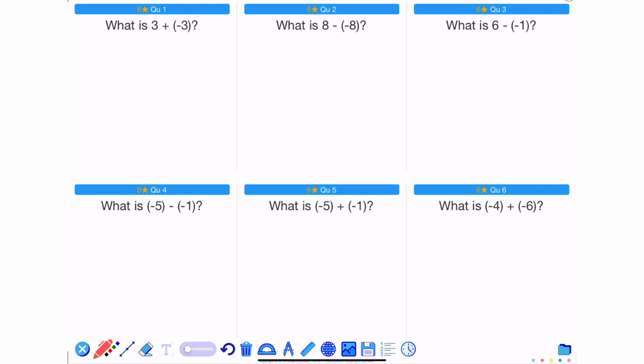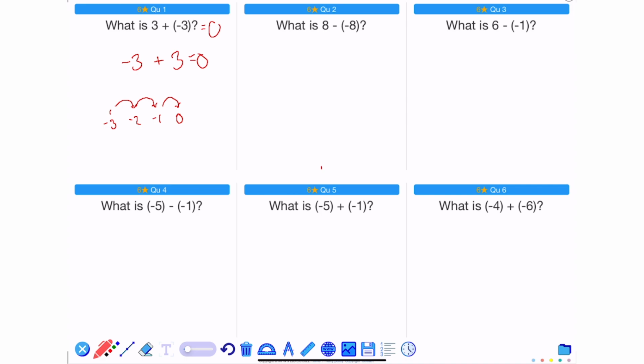When two numbers are being added, you can actually interchange them and still get exactly the same answer. So whether I'm doing 3 add negative 3 or negative 3 add 3, I will get exactly the same answer. Negative 3 add 3, starting at negative 3 and counting 3 on a number line, will take me to 0. Negative 3 add 3 is 0. 3 add negative 3 is also 0.